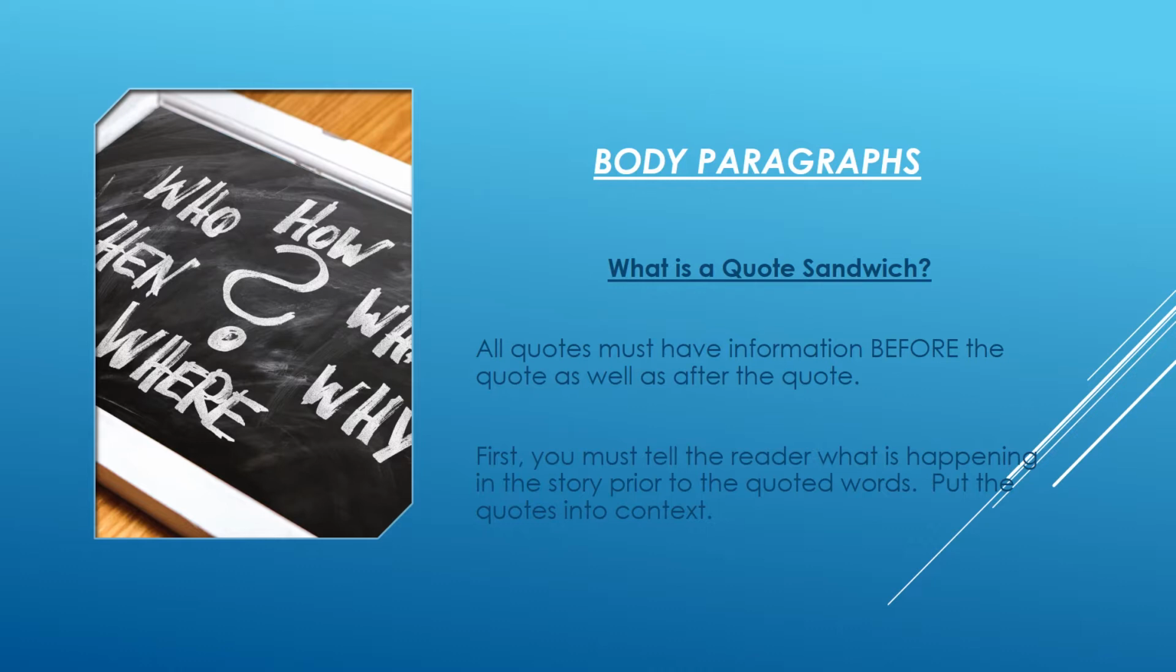What's happening? You have to give a little bit of background information so that the reader can follow along, can understand the words that are about to be quoted. So you really have to give the reader enough background information in order for the quote to make sense. One more time, try to think of it like the reader has never read the piece of literature you're discussing. Put everything into context.